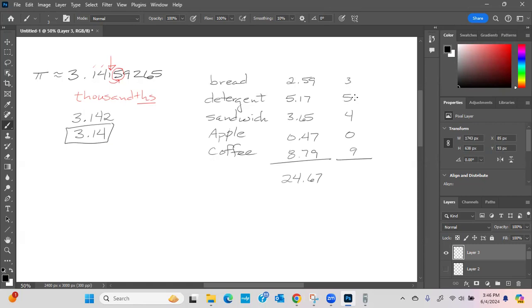Now we add these together. 5 and 4 is 9, and 9 is 18, and 3 is 21. So it should have been closer to $21.